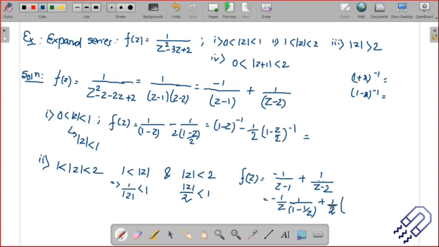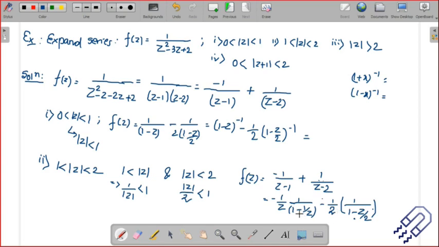So if I take out 2 common, I can simply write it down as 1 divided by z by 2 minus 2. And then I can just adjust it. Maybe I can take a minus sign here. Let me correct it first. If I take 2 common, I can take the minus sign out. So there it will be 1 minus z by 2, the same thing.